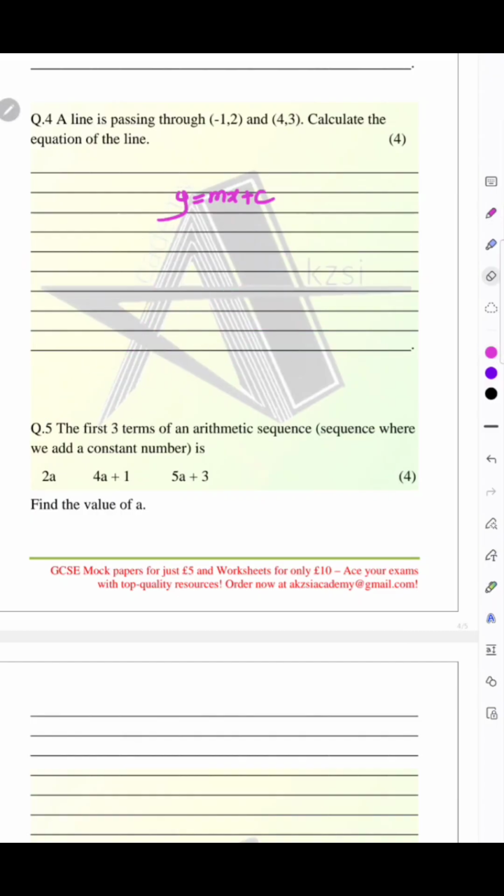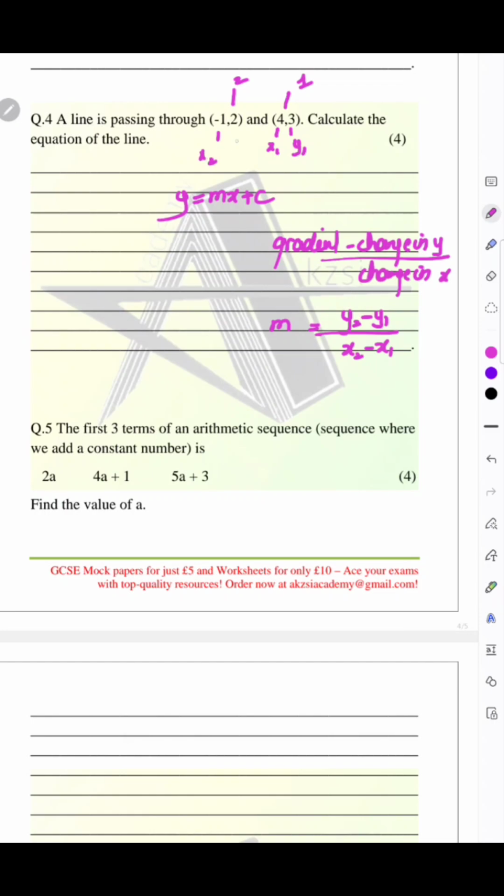So we have to calculate m, which is the gradient. And gradient is change in y over change in x, which is also called the slope. If two points are given, I can write this whole formula in coordinate form, which is y2 minus y1 over x2 minus x1. I can name any point as x1, y1 or x2, y2. So let me say this is the first point and this is the second point. So this will become x1, this y1, this x2, and this y2.